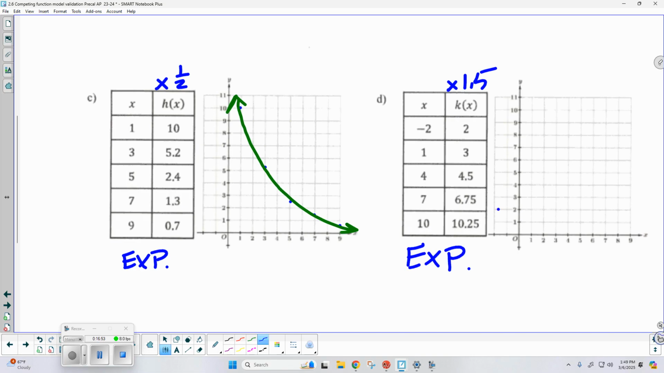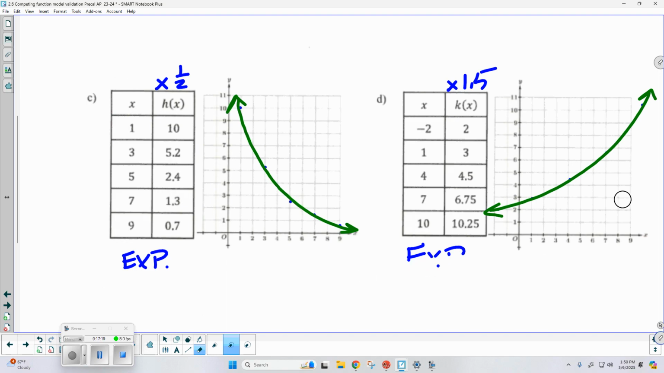So (-2, 2), (1, 3), (4, 4.5), (7, 6.75), and (10, 10.25). So probably right about there. So there we go. Okay, questions? Anybody having a hard time? Cool.